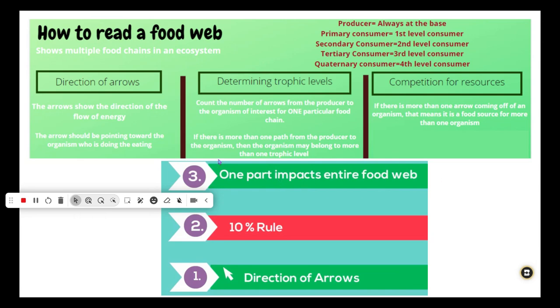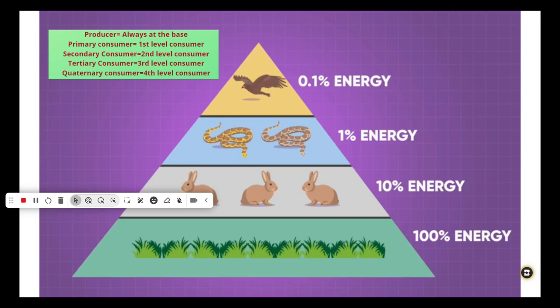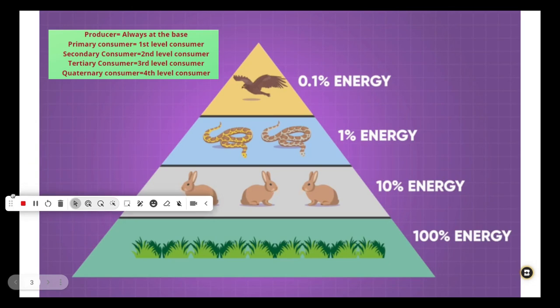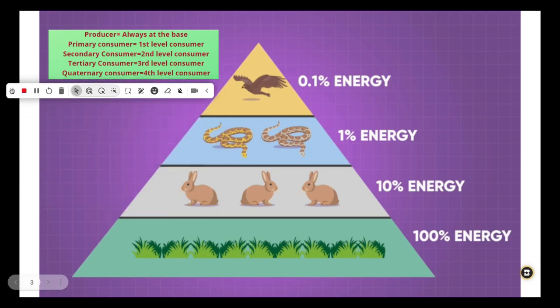And then just knowing that one part will always impact the other. So if anything happens to any of the organisms in an ecosystem, it's going to affect them in some way, shape, or form, more than likely. Okay. So here's that picture I was telling you about.